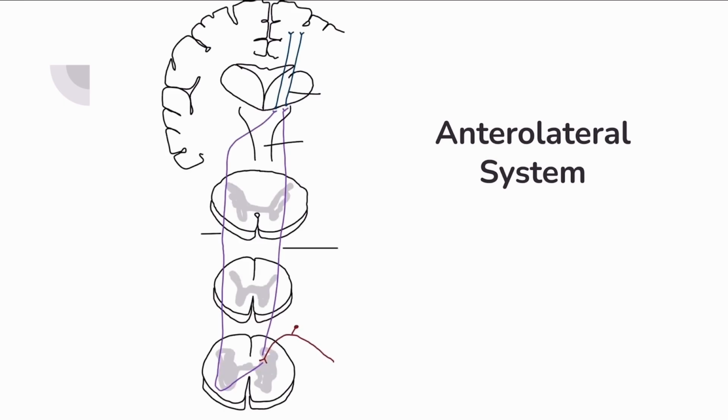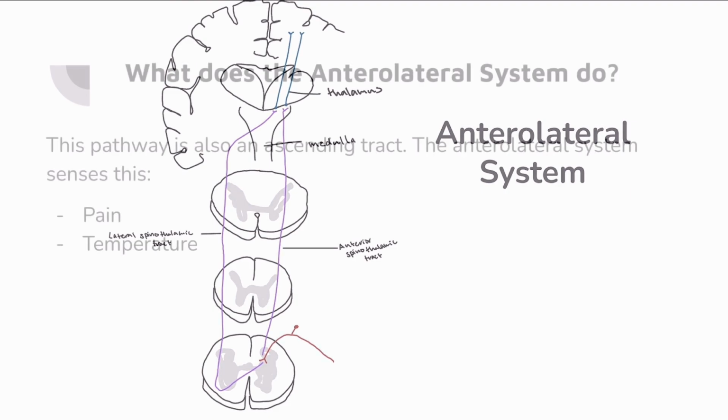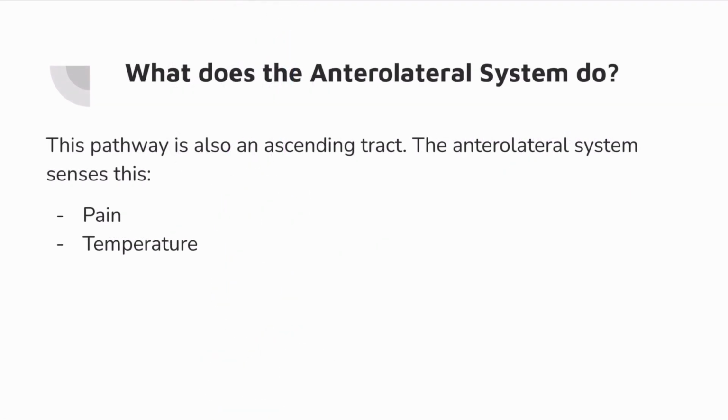Next is the anterolateral system, and it looks like this. Some important landmarks on this system are the thalamus, the medulla, the anterior spinothalamic tract, and the lateral spinothalamic tract. The anterolateral system, like the DCML, is also an ascending tract. This system senses pain and temperature.